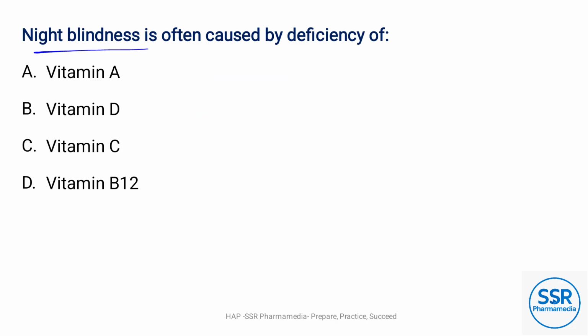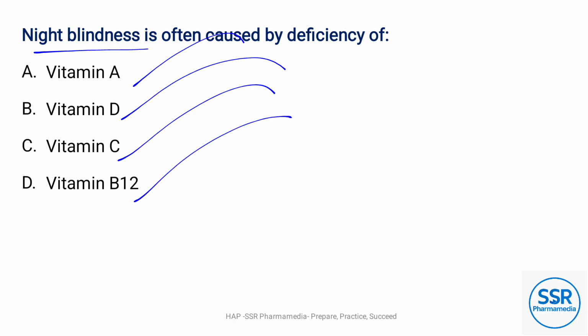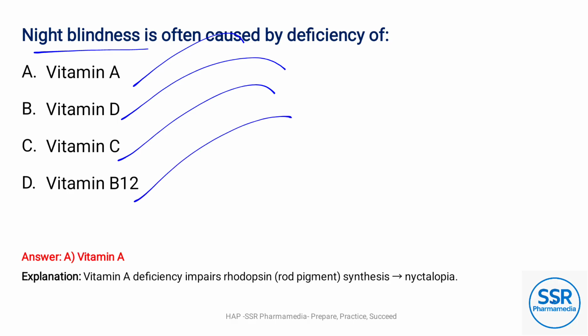Night blindness is often caused by deficiency of option A, vitamin A, option B, vitamin D, option C, vitamin C, option D, vitamin B12. So the answer is option A, vitamin A. So vitamin A deficiency impairs rhodopsin synthesis. It's a rod pigment. It leads to nyctalopia.